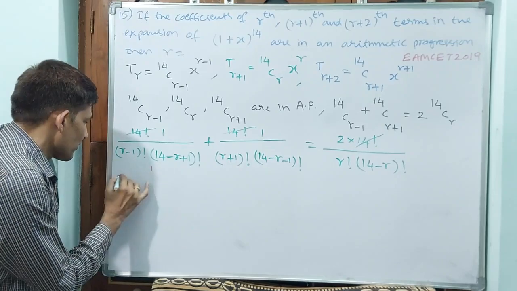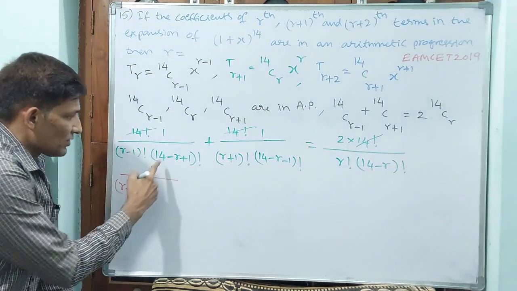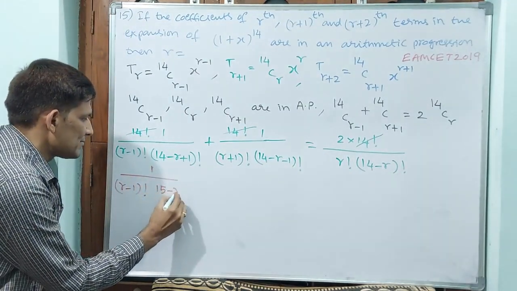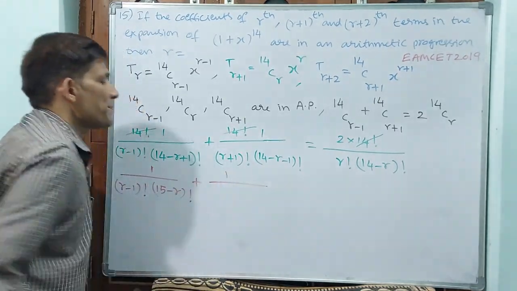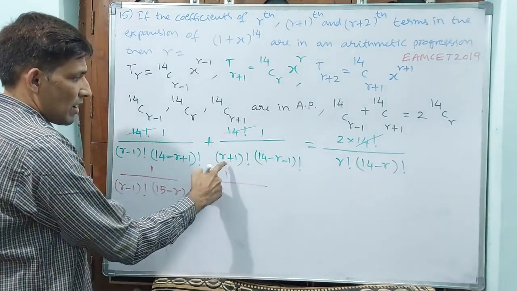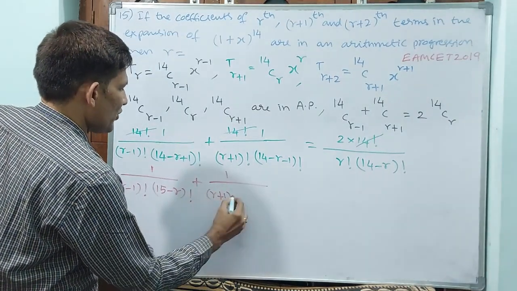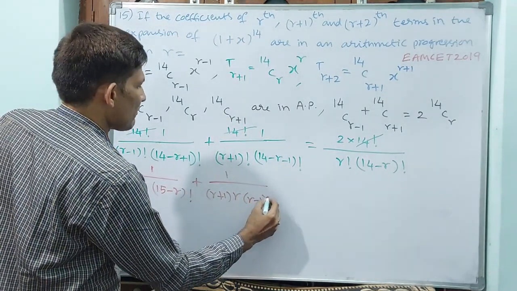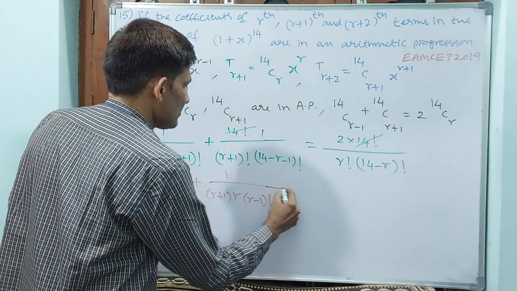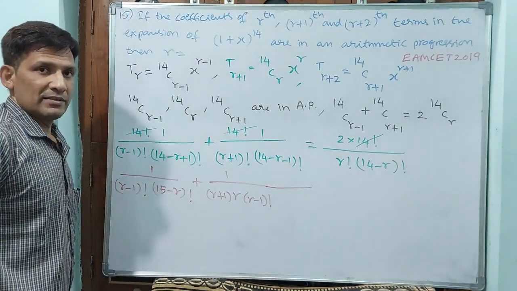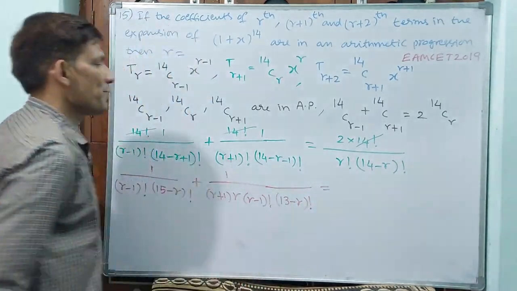1 by, but this is r minus 1 factorial, you keep like this only. Okay, but this you see 15 minus r factorial plus 1 by, now you see r plus 1 I am changing, r plus 1 into r minus 1 factorial. That means you see again 14 minus 1, 13, 13 minus r factorial. Okay, that is equal to.